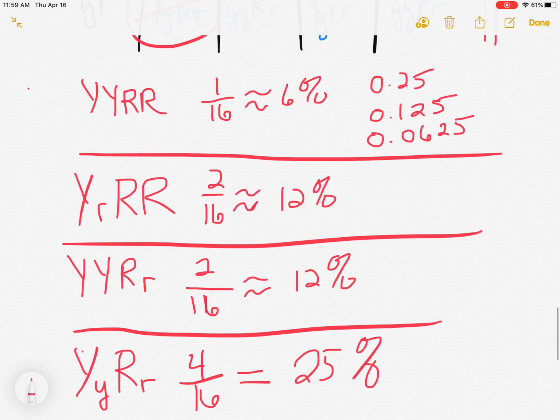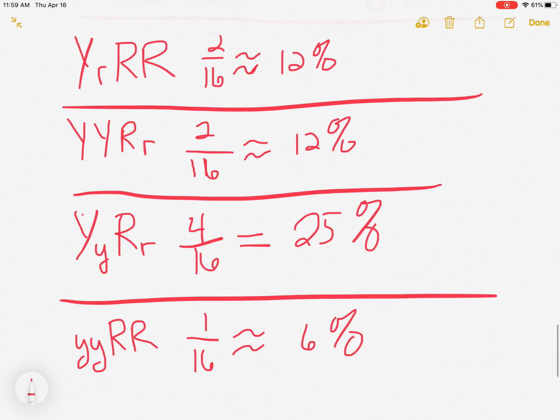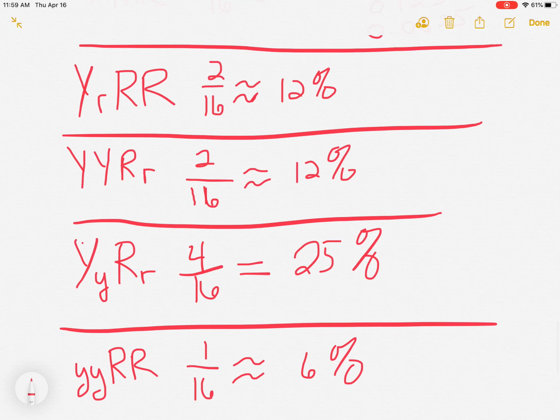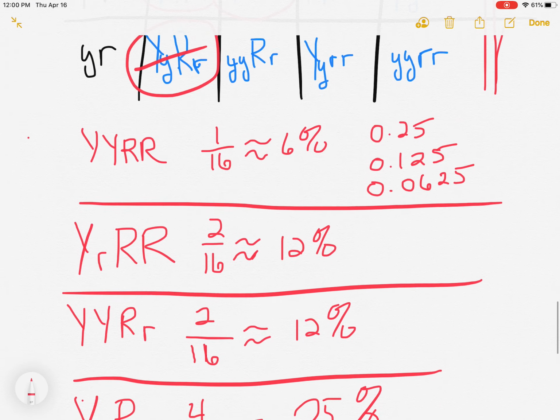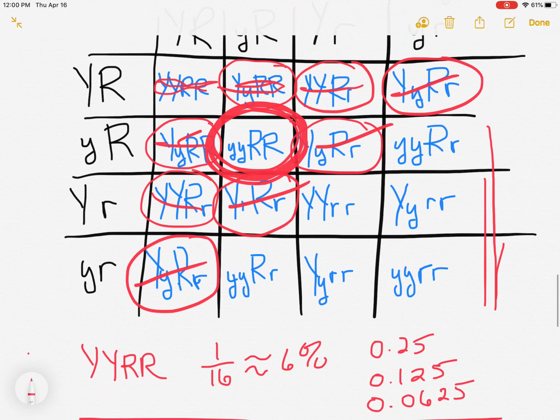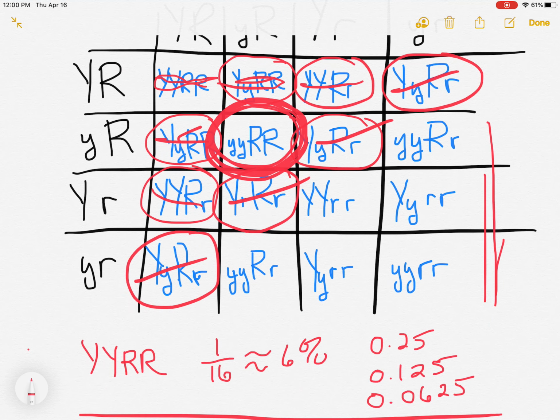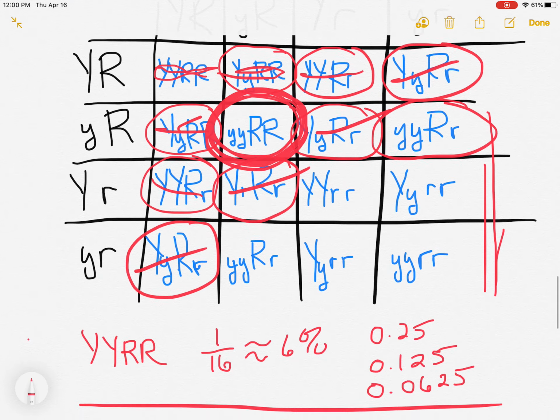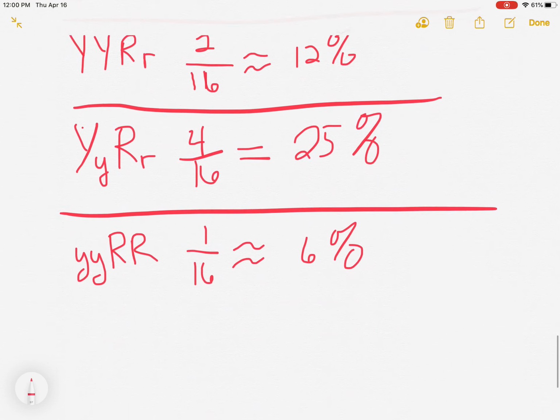You can just leave these as fractions. You don't have to write them as percents. You can write 1 out of 16. That's a valid number. But some people just hate fractions, so I'm doing the percents as well. But if you're doing an assignment and you just leave it as 1 out of 16, that's fine. You don't have to necessarily reduce all of them or do any of the math.